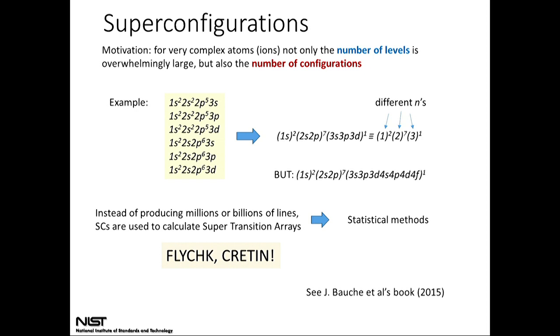In that case, it may be beneficial to use this more general combined representation of superconfigurations, which basically corresponds to the case when you, instead of using detailed description for each of these configurations, represent them by one superconfiguration, where you simply say that you have two electrons with n equals 1, then 7 electrons in n equals 2 without specifying how these electrons are distributed, how many are in 2s, how many are in 2p, and one electron in n equals 3. So you replace this 6 with just 1, which makes your model much easier to work with. Of course, you lose some detail, but there are statistical methods that were developed specifically to derive spectra from superconfiguration approach. And by the way, two of the codes that you will learn over this week, FlyCheck and Cretan, are heavily based on superconfiguration approach.